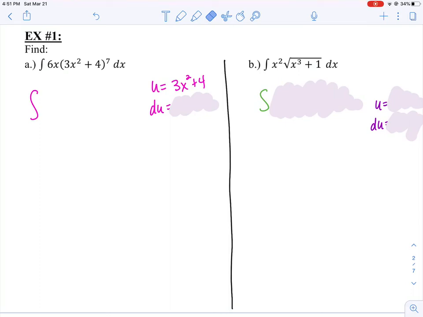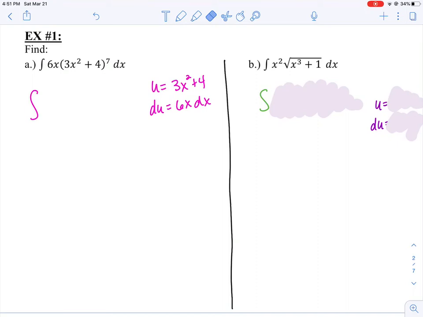So I'm going to start by calling u the 3x squared plus 4. I'm going to try it, kind of like a puzzle. I'm going to try this piece, and if it doesn't work, then I can always try a new piece. But I'm going to start with calling u the 3x squared plus 4. I'm now going to find the derivative. So what's the derivative of 3x squared plus 4? You should get 6x. And then multiply both sides by dx, so I get a du of 6x dx.